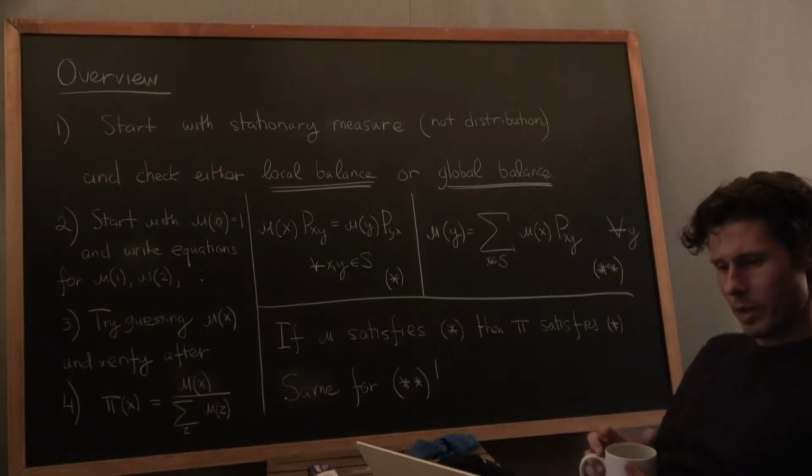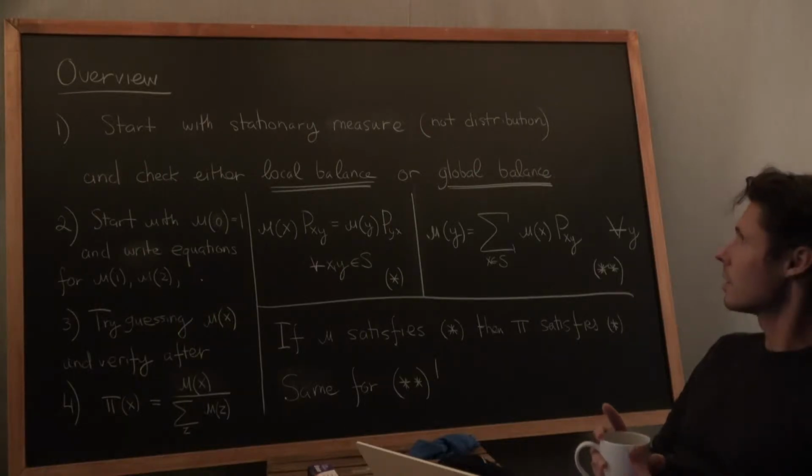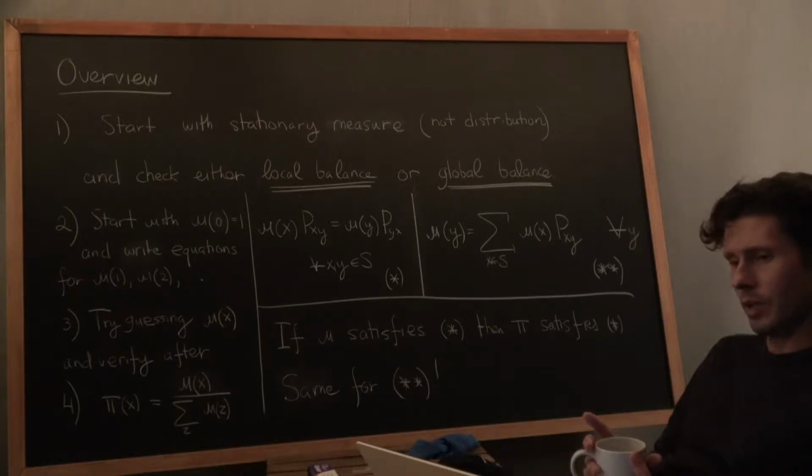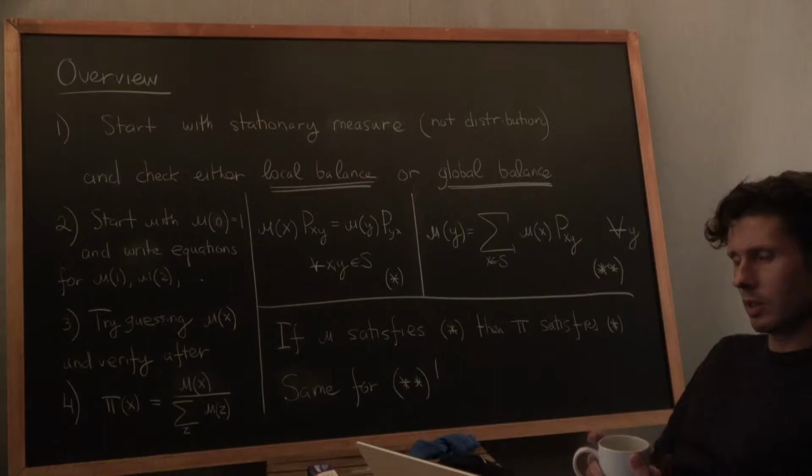I want to leave you with some parting thoughts on how to compute stationary distributions. My suggestion, or kind of my recipe, is you start with the stationary measure, which is not necessarily a distribution, and you try to check either local balance or global balance conditions.